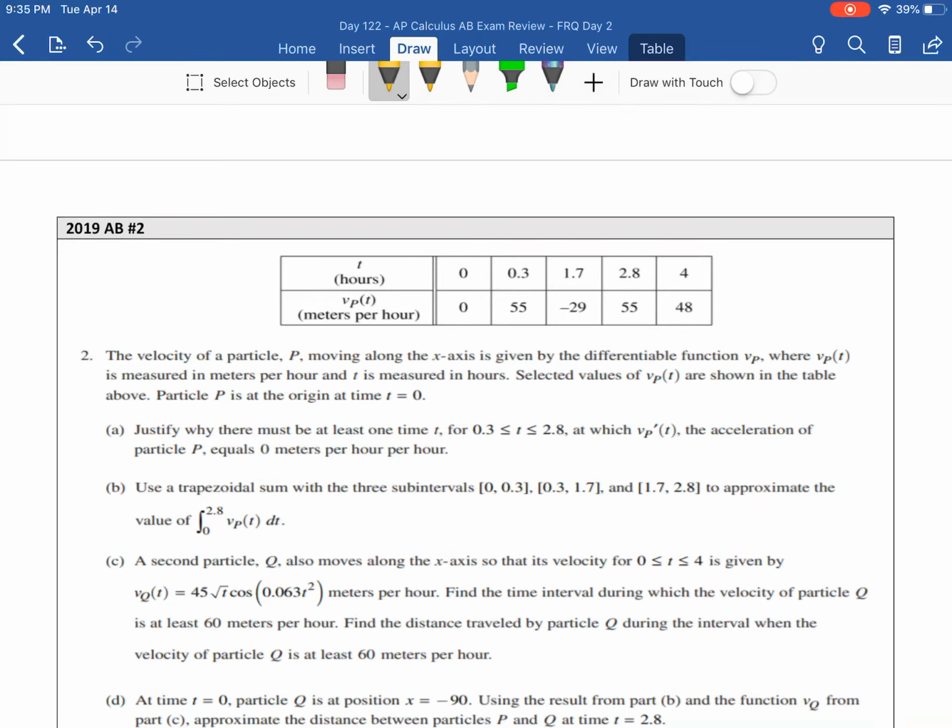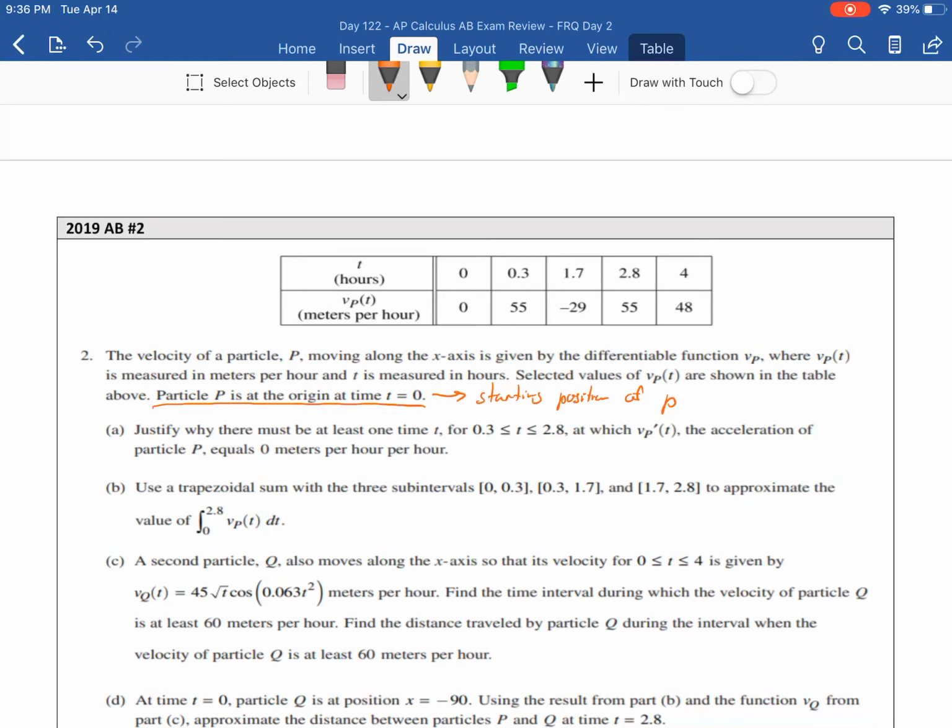So we're given a table. The velocity of a particle P moving along the x-axis is given by the differentiable function v sub p, where v sub p of t is measured in meters per hour and t is measured in hours. Selected values of v sub p of t are shown in the table above. Particle P is at the origin at time t equals 0. This last sentence is actually going to be useful for us eventually, the fact that it's telling us where the starting point is. So this is the starting position of P.